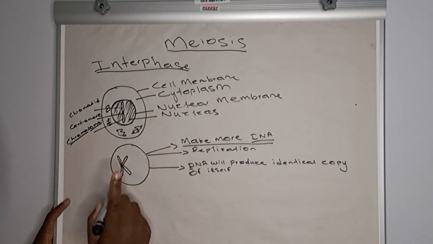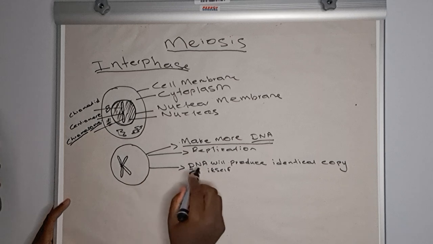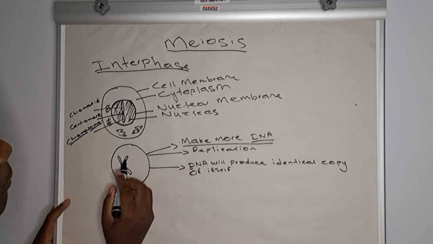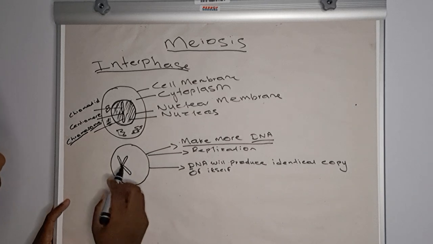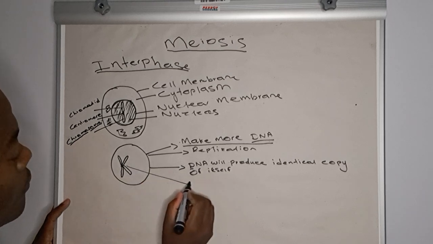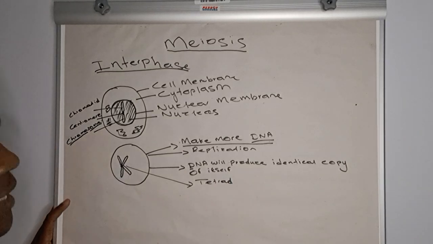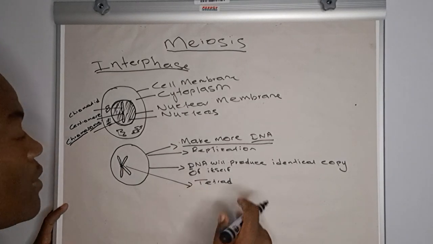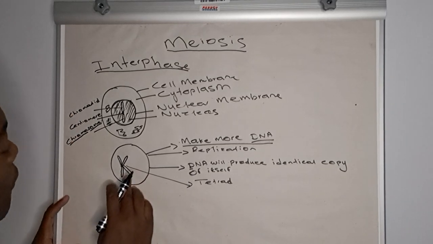One thing that we shouldn't forget about interphase, just remember to make more DNA, replication, and then DNA will produce an identical copy of itself, meaning that this particular chromatid will produce this, and then this particular chromatid will produce this, but this is actually the same thing. And then when they are like this, they will change the name of chromosome to what we call a tetrad. Tetra for 4. When they are like this now, this is no longer a chromosome. This is a tetrad. This is the process of making a zygote.